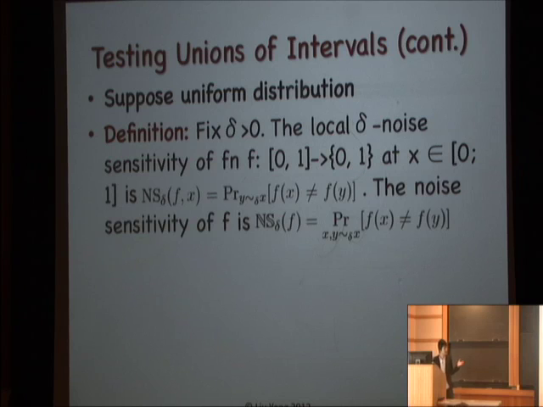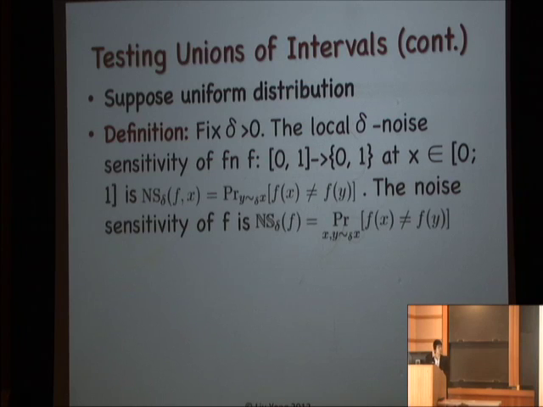We define the local delta noise sensitivity of a function f. The noise at point x is the probability that f(x) disagrees with f(y), where y is randomly drawn from the delta neighborhood of x. And the noise sensitivity of function f globally is simply the average over all these local noise sensitivities, over the random draw of x according to the distribution.